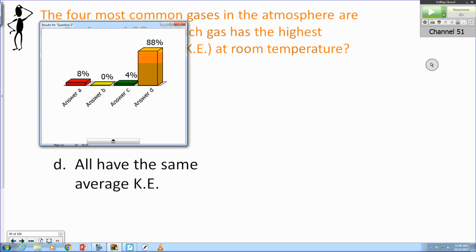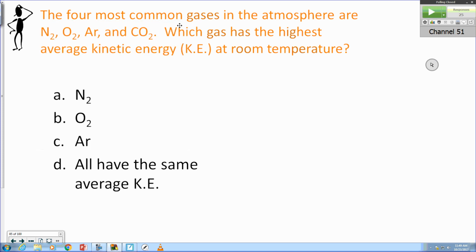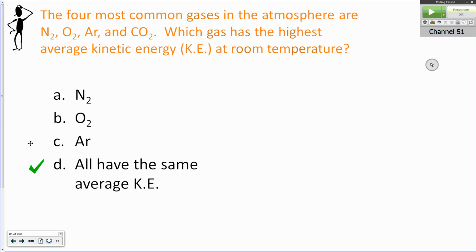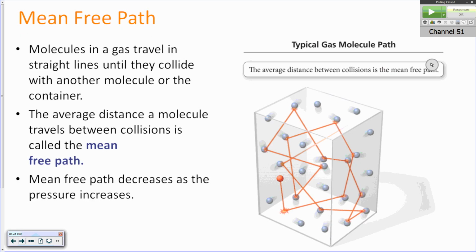Most of you said D. I like that answer. So all gases have the same average kinetic energy at the same temperature. That's the thing that changes. The velocities change, but the average kinetic energy stays the same. Right, so that gives us some explanation of what we see in the ideal gas flow.